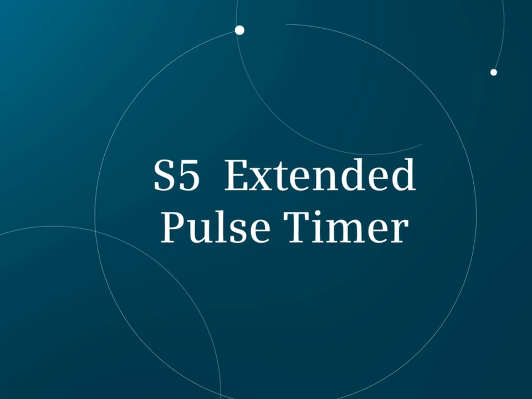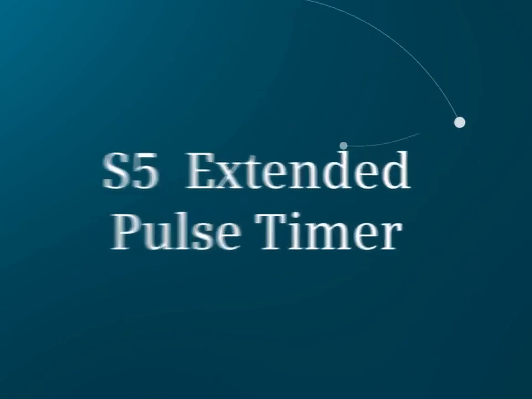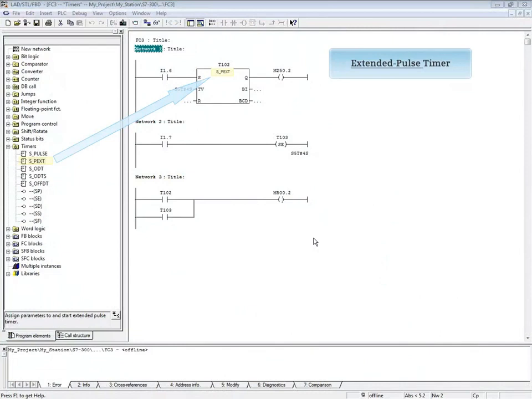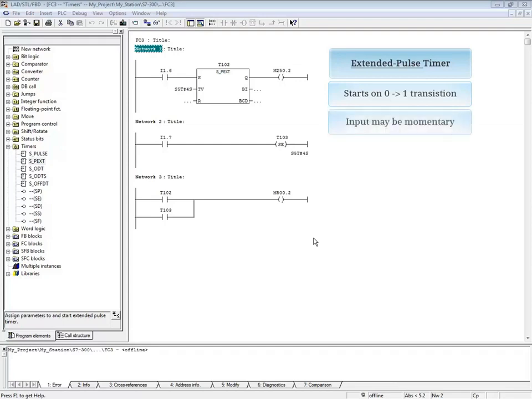In this video, you'll see the extended pulse timer and the extended pulse timer coil. Network 1 has the extended pulse timer and network 2 has the extended pulse timer coil. The extended pulse timer starts on the leading edge of a 0 to 1 transition. The input can be momentary and does not have to remain true for the timer to time to 0.